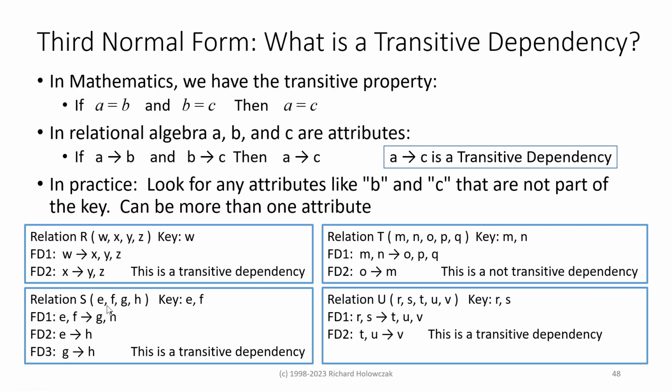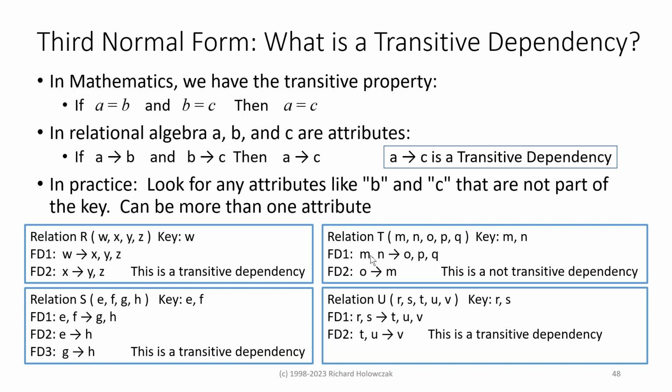Let's look at another example. Here's E, F, G, H. Our key is E and F, determining G and H. E determines H, and G determines H. If we look at the transitive dependencies, E and F determines G, and G determines H. Therefore, this is a transitive dependency.